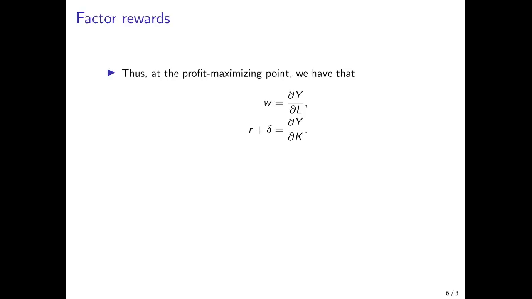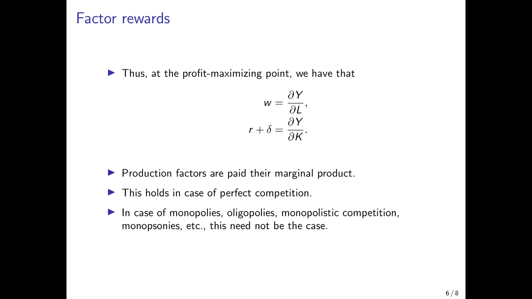What does this imply for the factor rewards? Well, I've already said that at the profit maximizing point, we have that wages are paid their marginal product and capital is also paid its marginal product. So the interest rate plus the rate of depreciation is the marginal product of capital. So this basically, that production factors are paid their marginal product, holds in case of perfect competition.